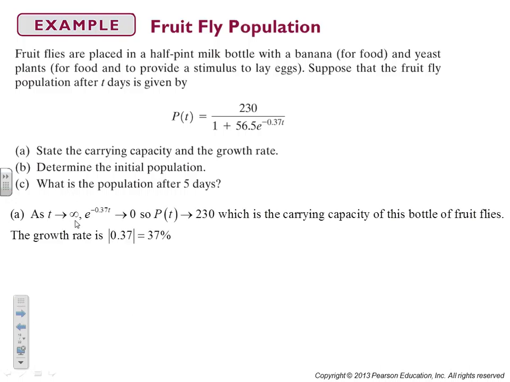So as t approaches infinity, e to the negative t approaches 0. So this approaches 0, leaving us 0 times 56.5 is 0. And then we have 230 over 1. So P of t approaches 230, which is the carrying capacity. The growth rate is the absolute value of our b. So it's 37%. Just move that little decimal over.